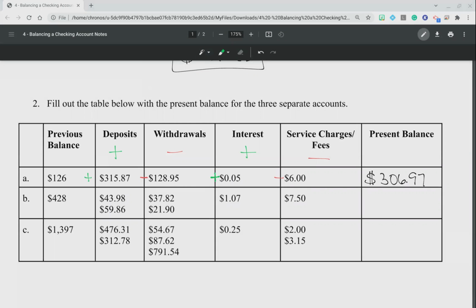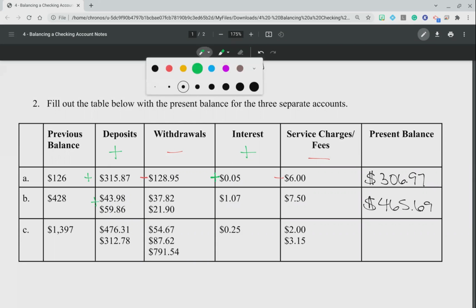I would like you to go ahead and try letter B on your own. Starting with $428, I added these two check amounts, both of them, and then I subtracted 2 checks, and then I added the interest, and then I subtracted the service fee. If that one confused you a little bit, that's okay.